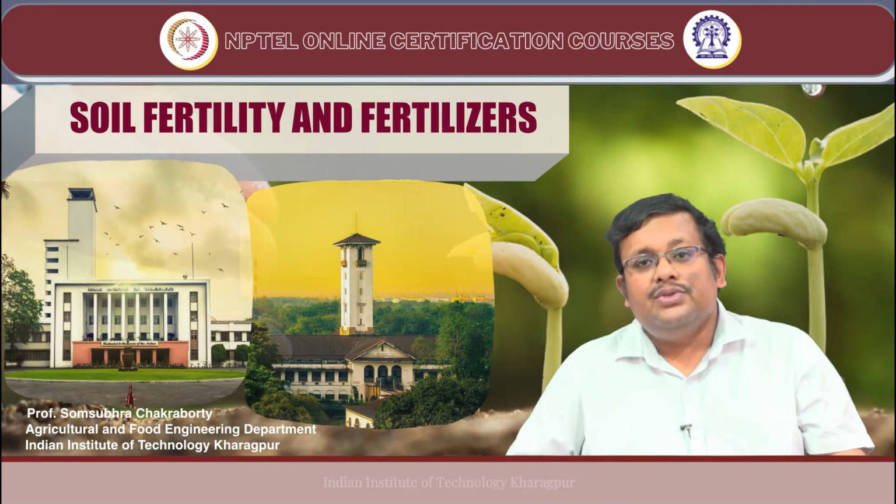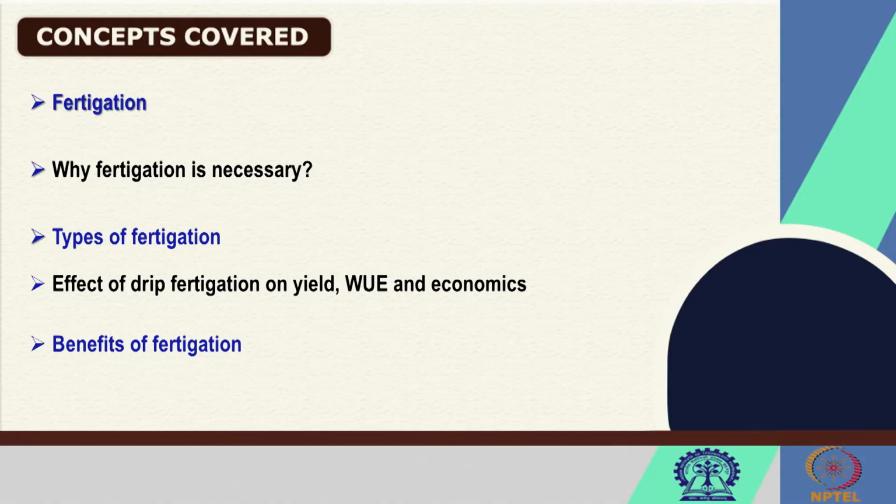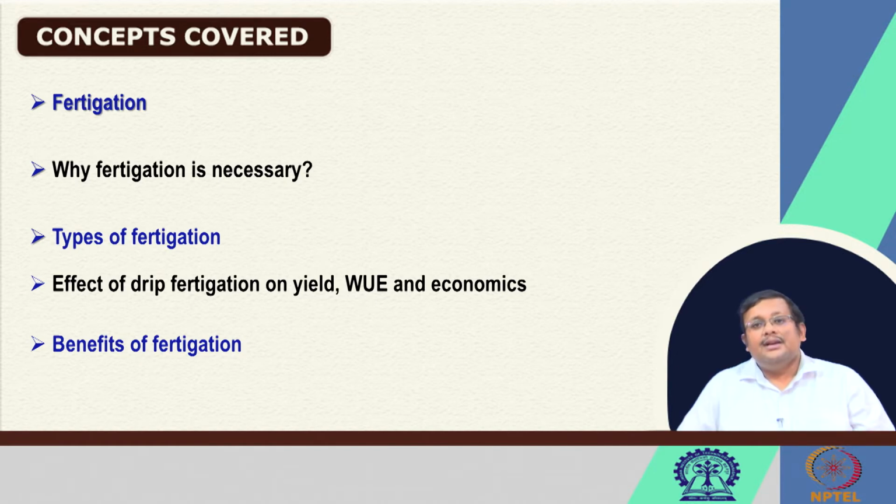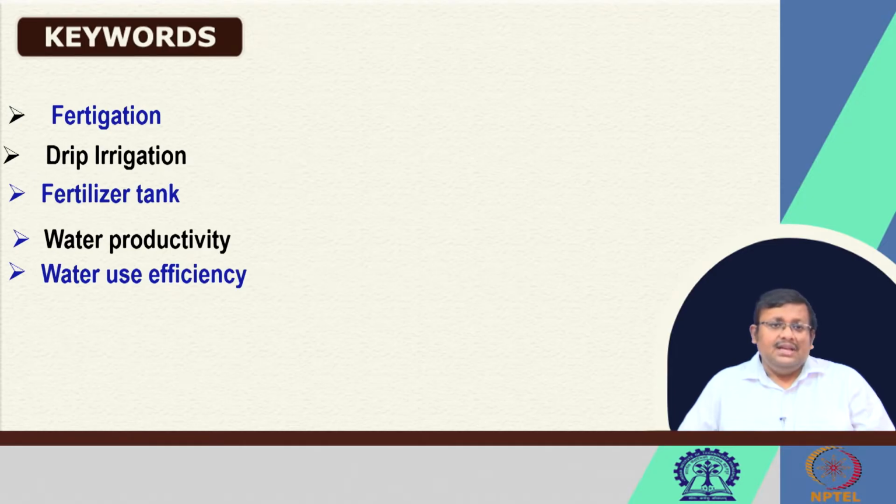Now, these are the concepts which we are going to cover in this lecture. First of all, what is fertigation, then why fertigation is necessary, then what are the different types of fertigation, then the effect of drip irrigation on yield, water use efficiency and economics, and also the benefits of fertigation. These are some of the keywords which we are going to use in this lecture: fertigation, drip irrigation, fertilizer tank, water productivity and water use efficiency.